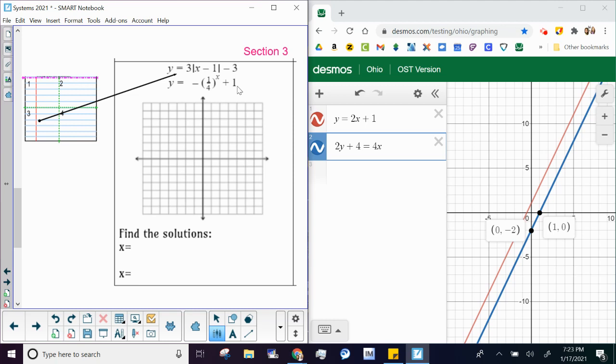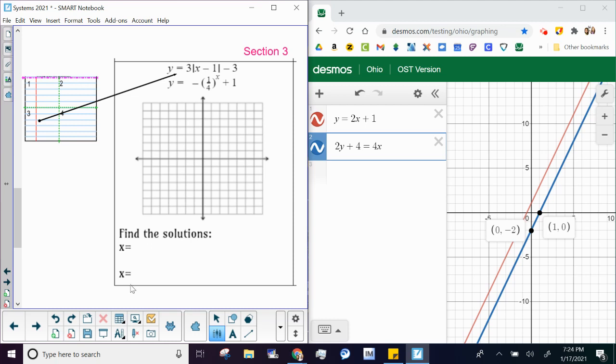Now, if you don't have Desmos open, you're already at a disadvantage. But really, you need to open Desmos and actually practice typing this in. So write this down at the top of section 3. And then down at the bottom of section 3, we're going to write this down. Find the solutions, x equals and x equals.